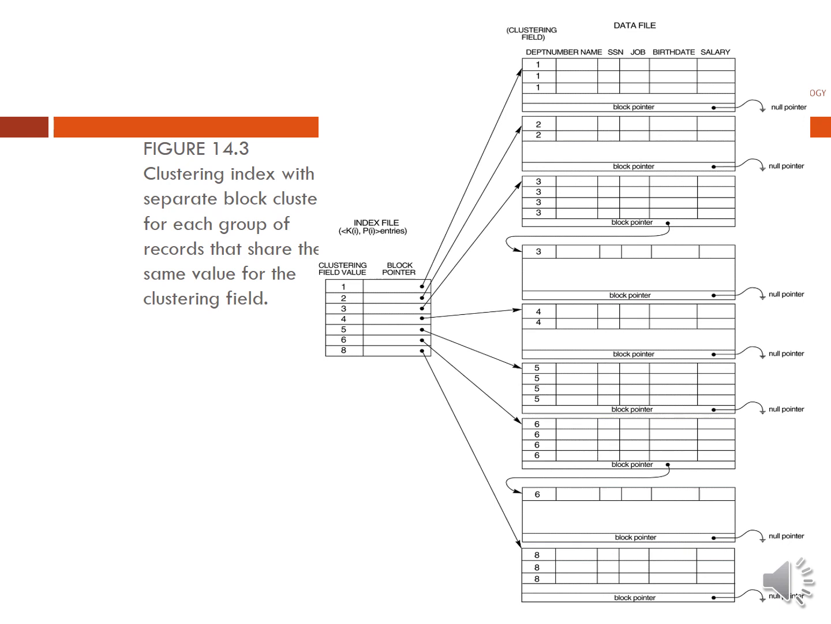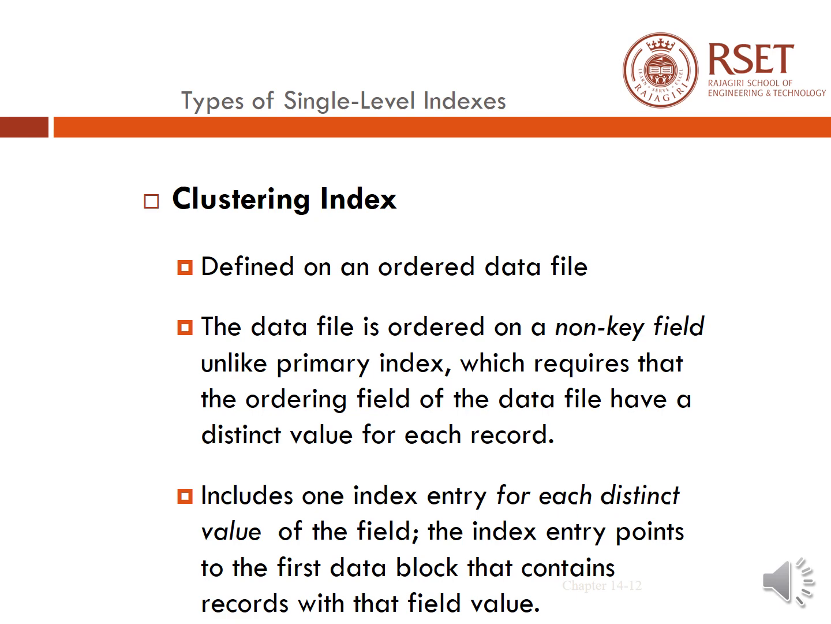Likewise it continues. For 3 there are actually 5 different records, so 4 I will fill in one block, and another block will continue. So this block pointer will point to this particular one, and its block pointer will point to a null value. Likewise, for each one I will be creating.